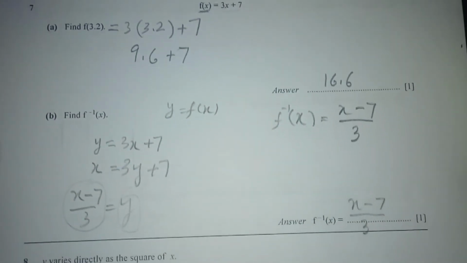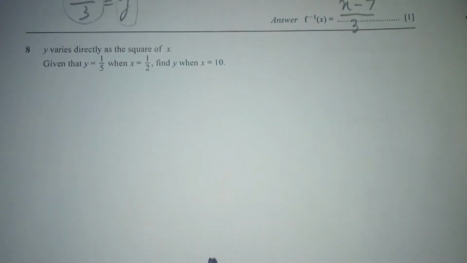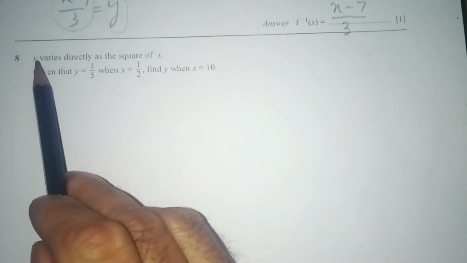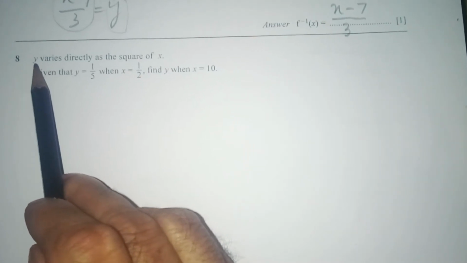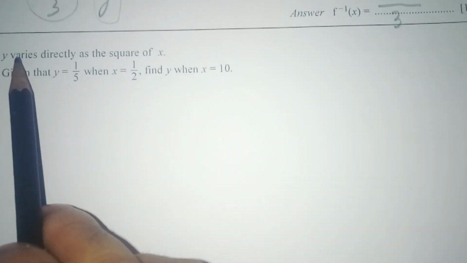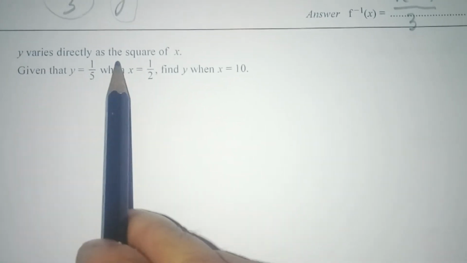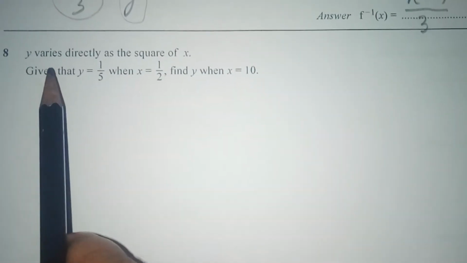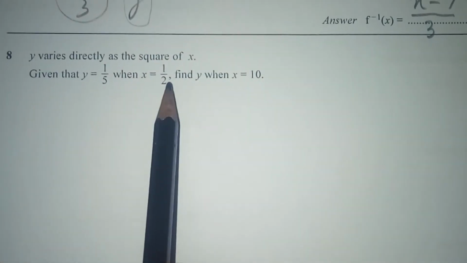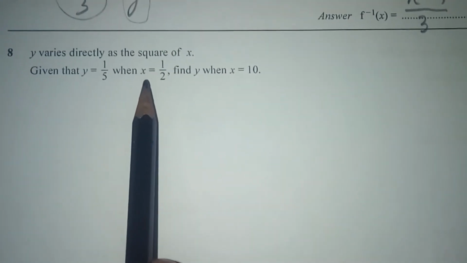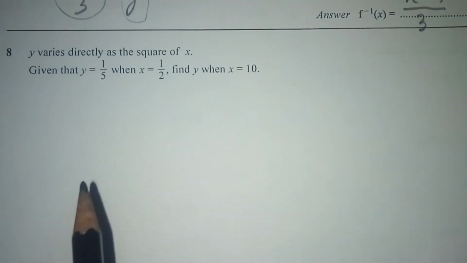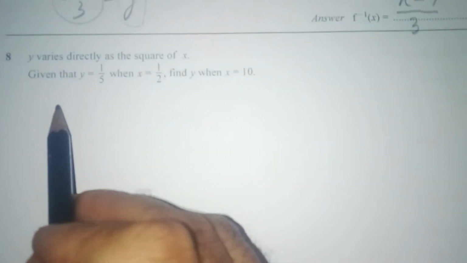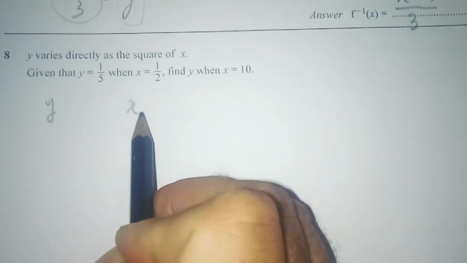The next question is question number 8. This is about the topic proportion variation. Here y varies directly as the square of x. In one of our videos on the topic of variation, we discussed that these questions can be solved with two methods. Let me explain both of them again here. It is y varies directly as the square of x.